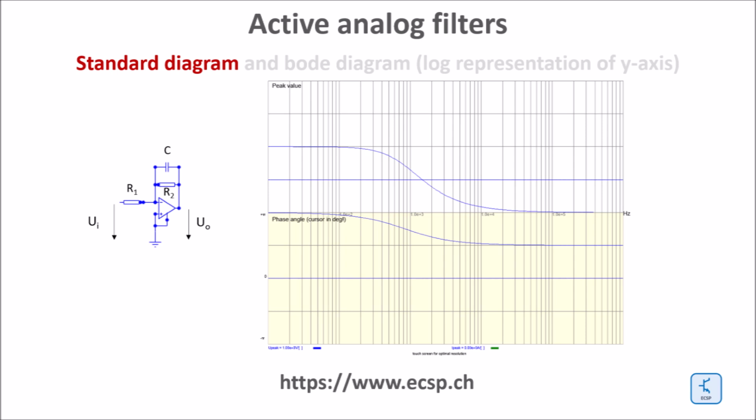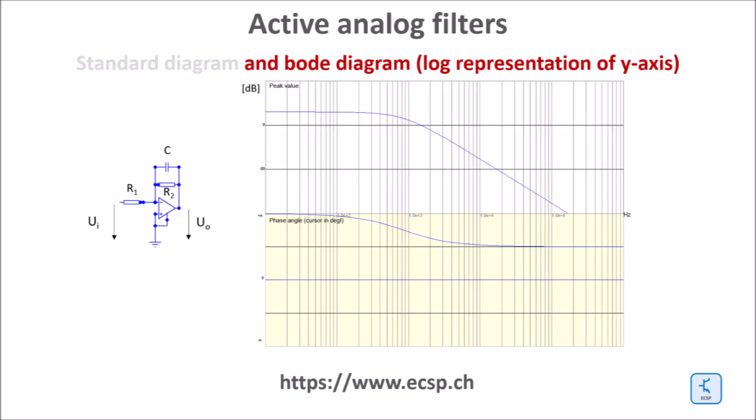The frequency sweep of a filter represents both the absolute value of the signal in function of the frequency on the top half of the chart and the phase angle of the signal on the bottom chart. The sweep can be represented in a linear scale or in a logarithmic scale, the so-called Bode diagram.